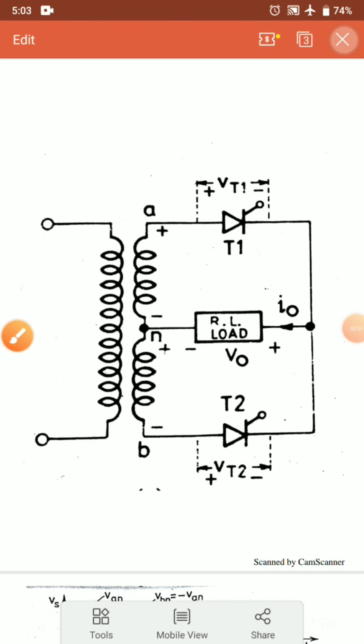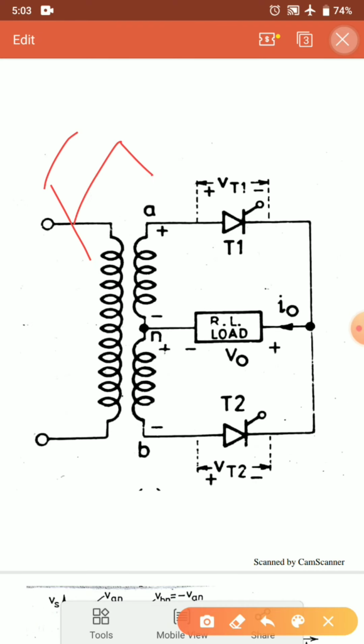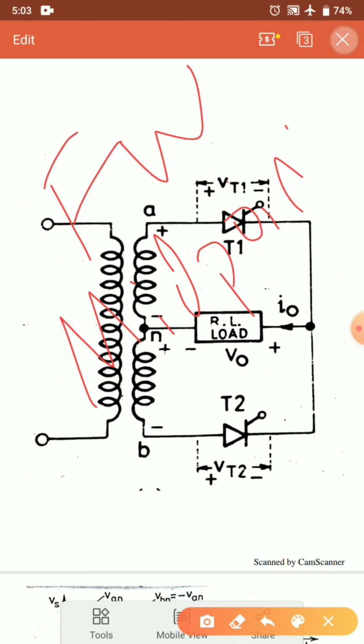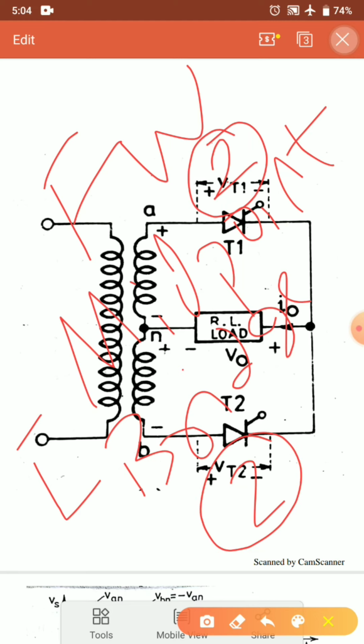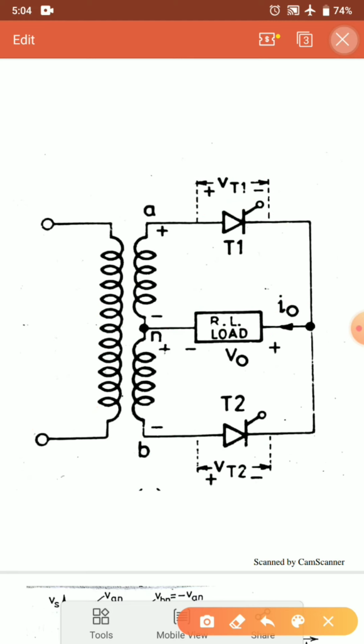Let us start with a single phase full wave converter. In a full wave converter we have two different configurations: one is the midpoint configuration and one is the bridge configuration. In the midpoint configuration I will have two SCRs, and in the bridge configuration I will have four SCRs. The first circuit that we are going to discuss is a single phase full wave midpoint converter.